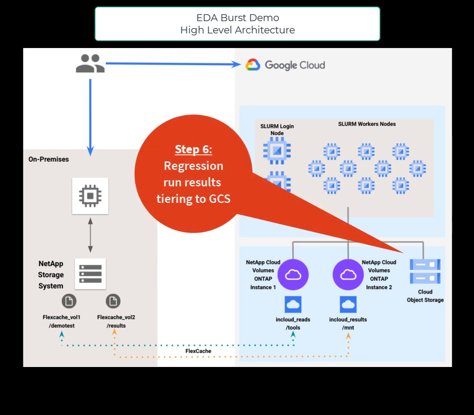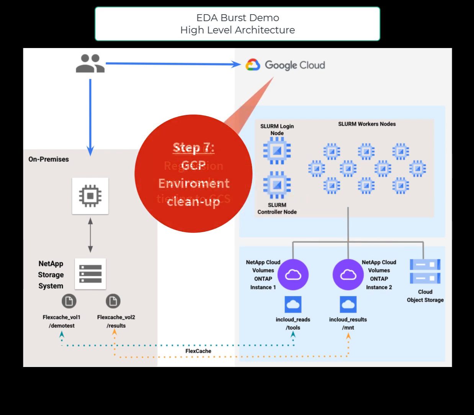Going forward, we will demonstrate a case where these regression runs results can be copied to Google Cloud Storage for later analysis or archiving. And the last step will be just a GCP environment cleanup. We will delete it all and remain just with the regression run results in GCS. So let's dive into the demo.